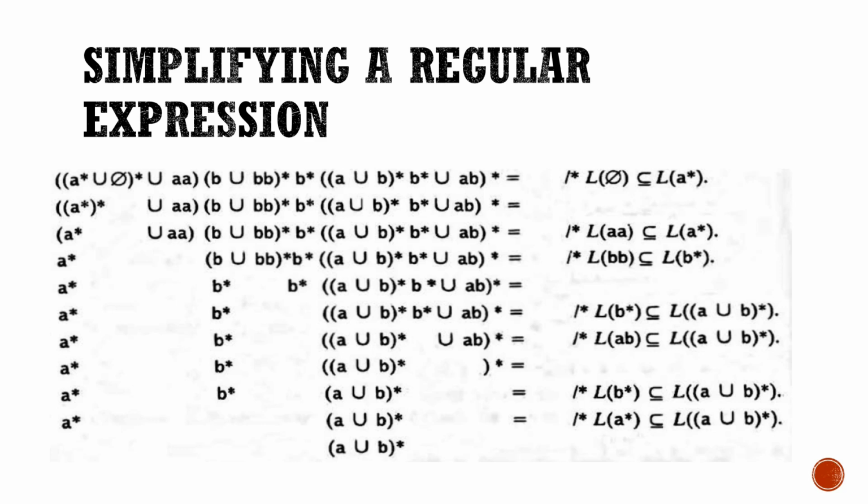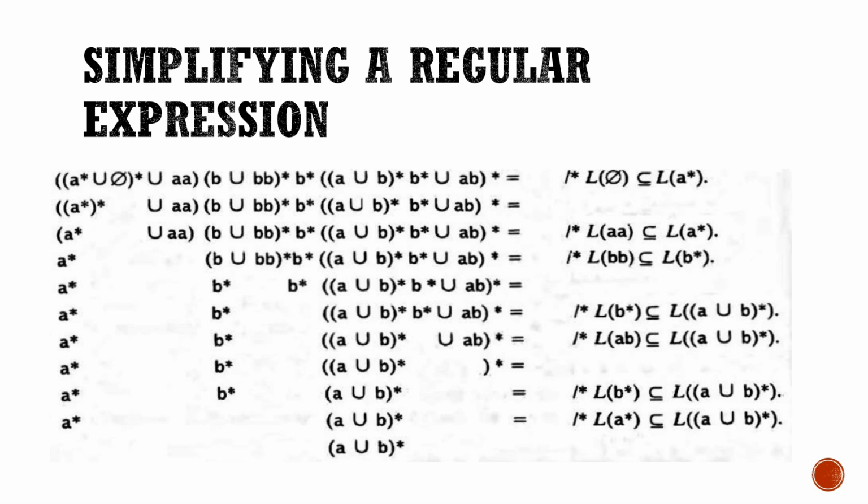Now let us take the second part. B union BB whole star. If you take that BB, BB is a subset of the language accepted by B star, not B. So what happens? This can be reduced to B star. The next, B star concatenated to B star will be just B star.